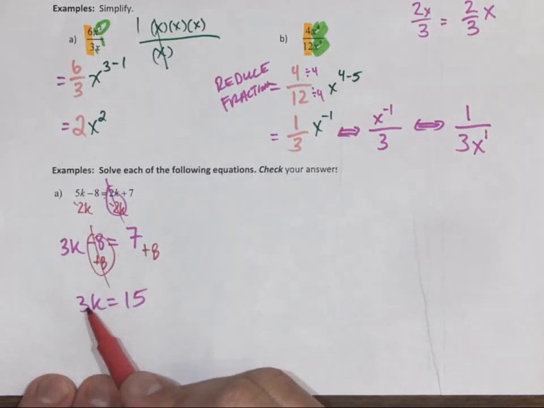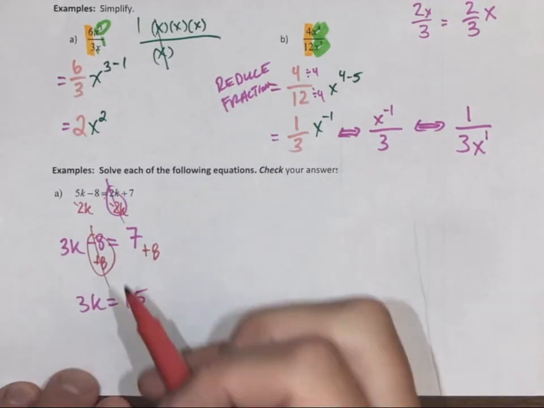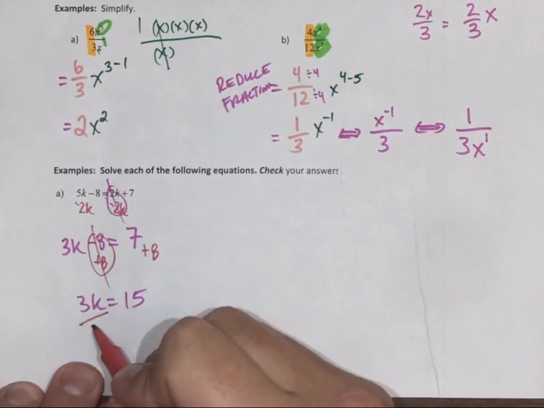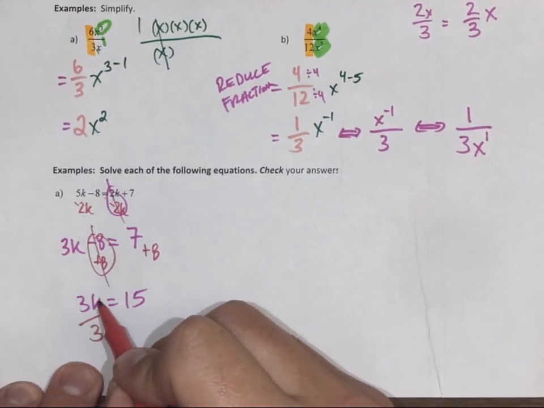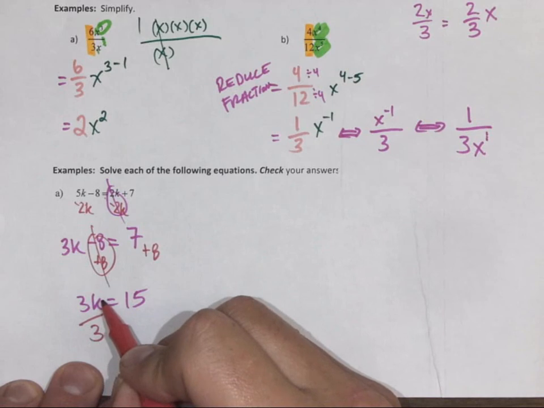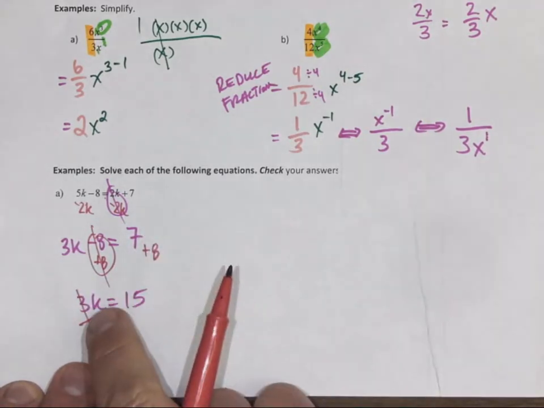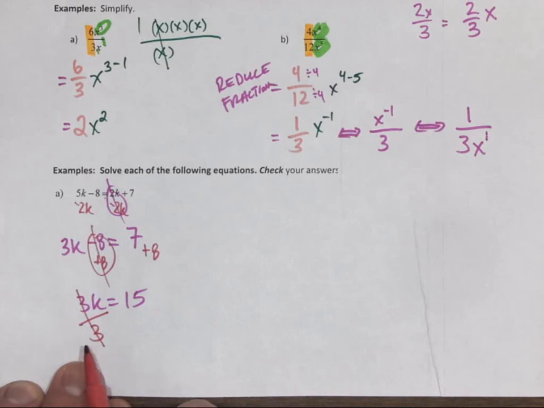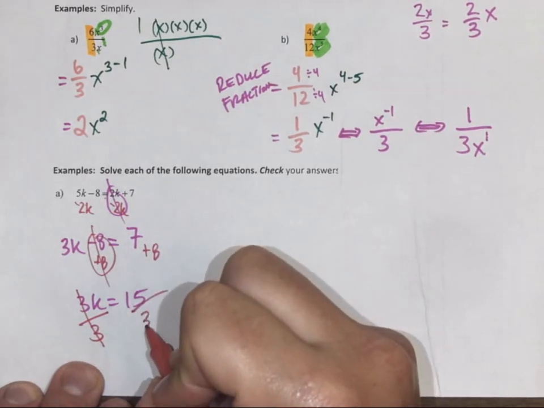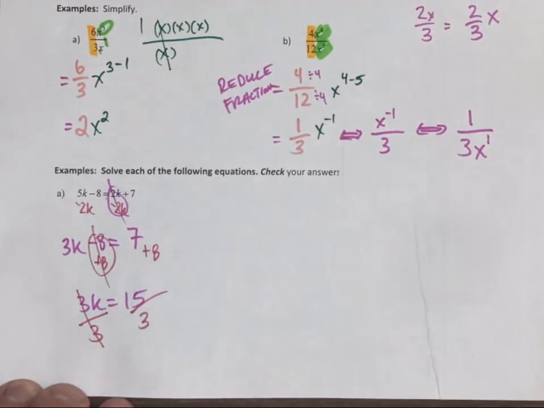3k equals 7 plus 8, 15. To get my unknown by itself, to solve, I'm going to divide by 3, because 3k is 3 times k. The partner operation or opposite operation of multiply is divide. 3 divided by 3 is 1. I just have 1k left over. Whatever I do to the left, I do to the right. Divide by 3. 15 divided by 3 is 5.